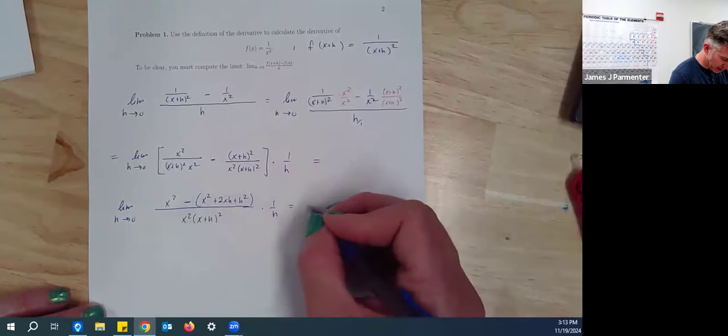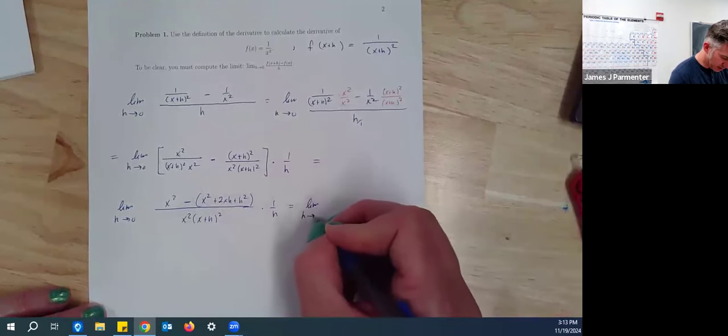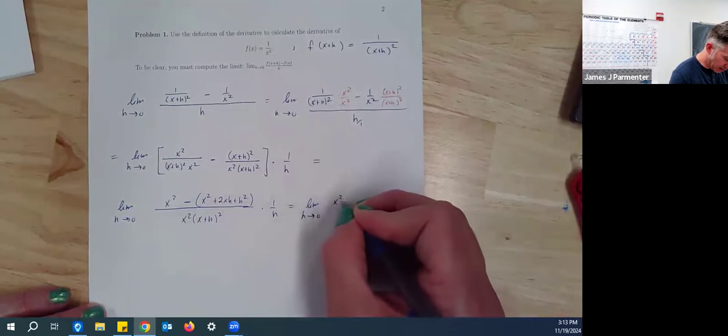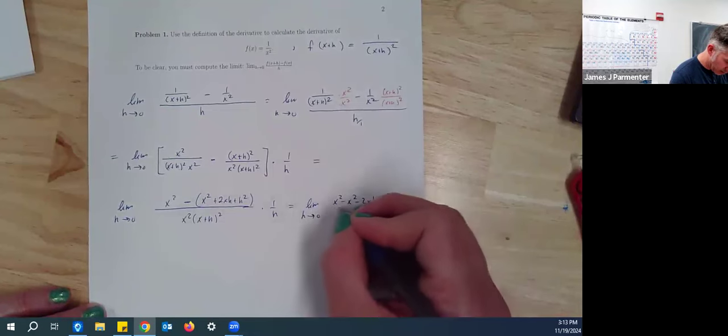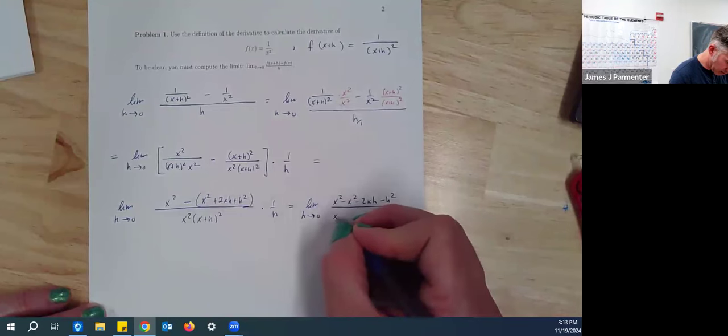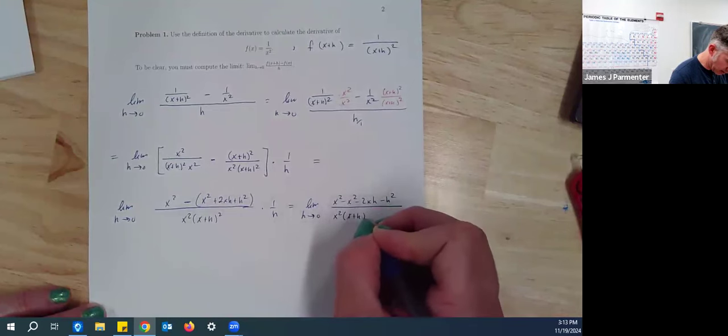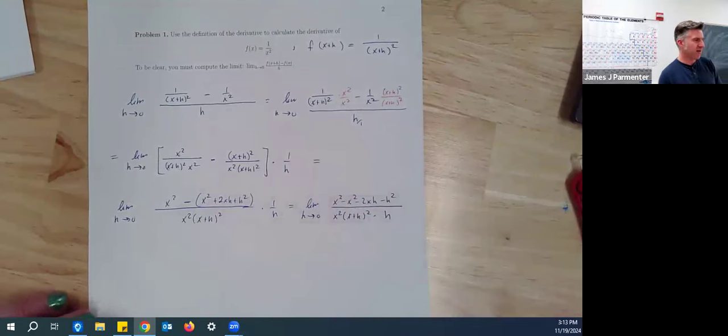We then distribute the minus sign. You get the limit as h goes to 0 of x squared minus 2xh minus h squared all over x squared times x plus h squared times h. Instead of saying times 1 over h, we just move that h over to the denominator there.